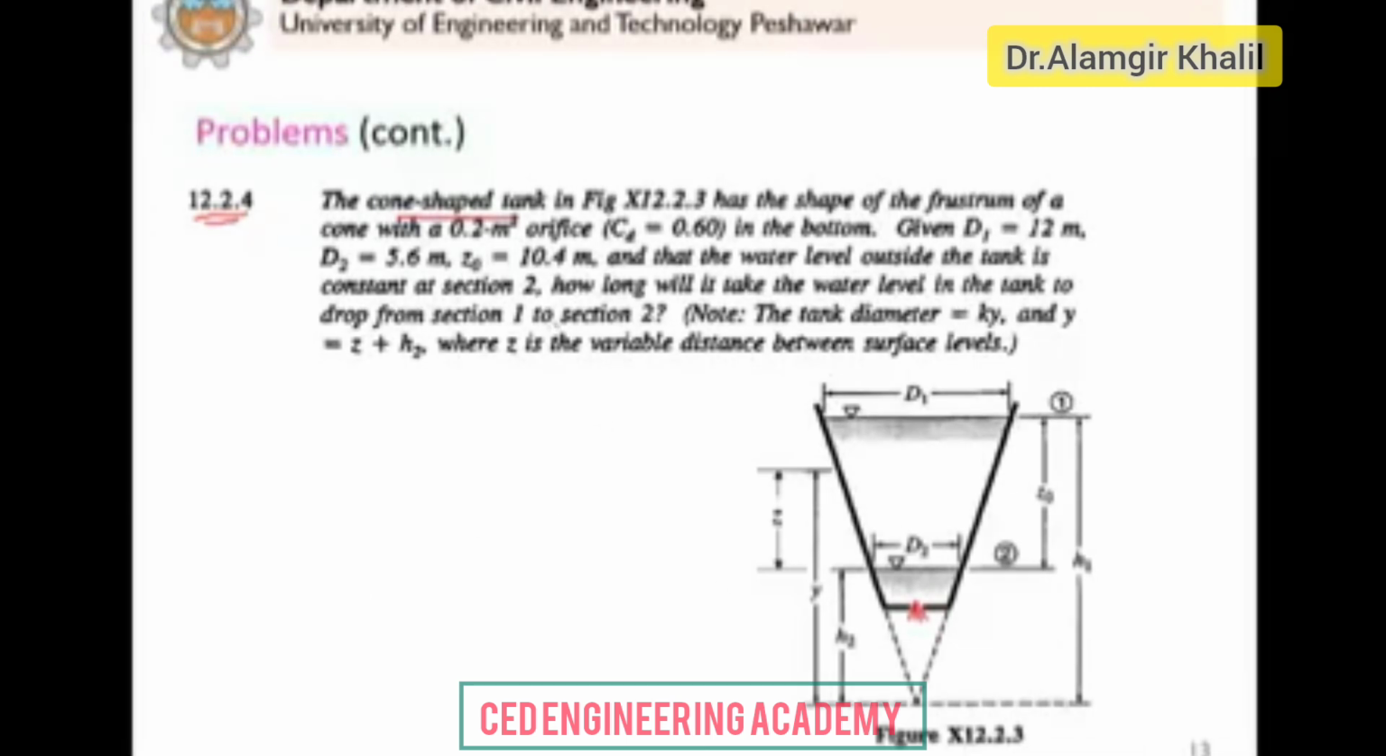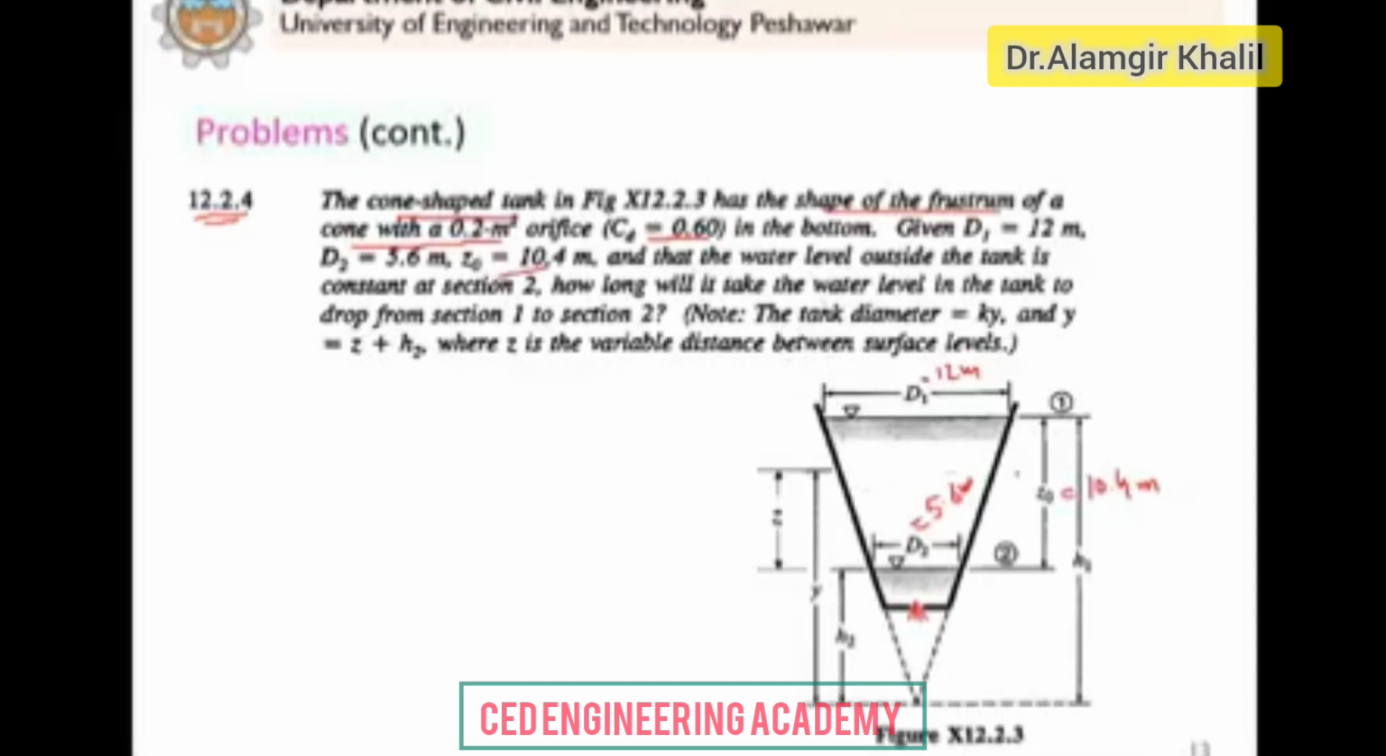So now the question is that we have this cone-shaped tank in the form of frustum of a cone. This is the area of the orifice here at the bottom, and the coefficient of discharge is given 0.60, and the diameter D1 is 12 meter, and this diameter D2 is given, it is 5.6 meter. And Z0 is given 10.4 meter.